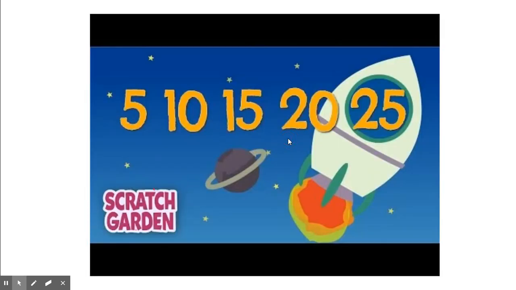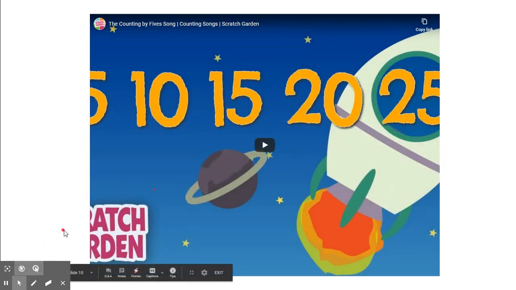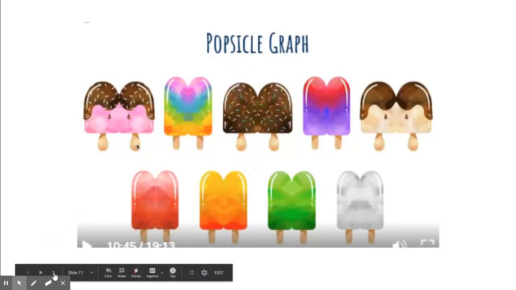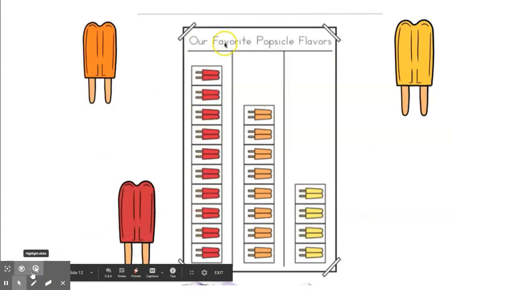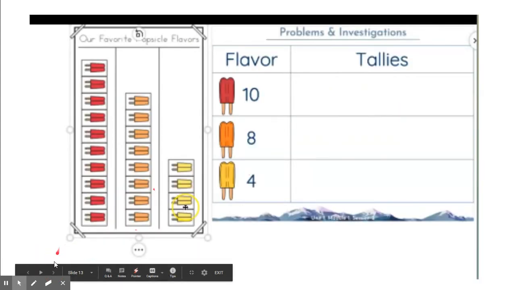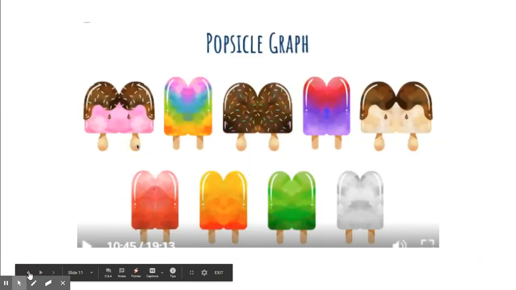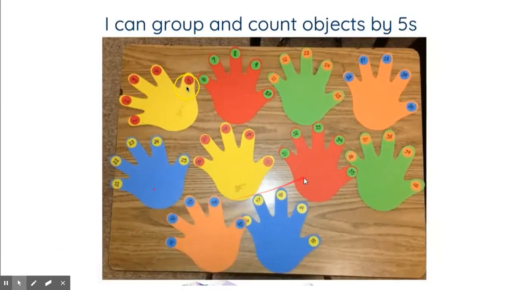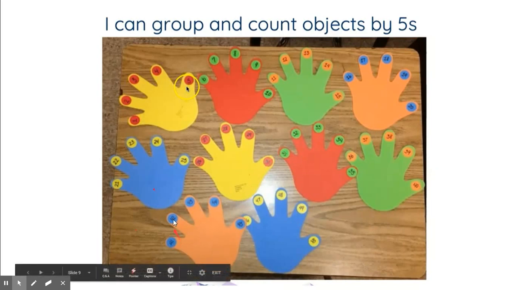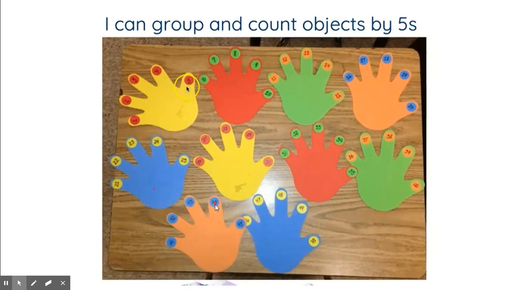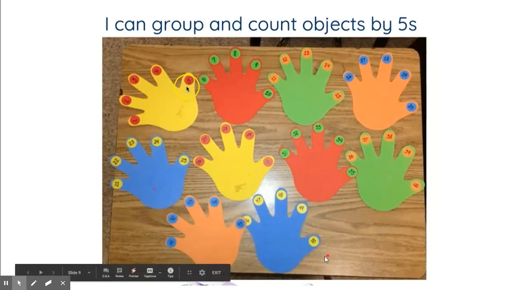31, 32, 33. Oop. Didn't want to go there. Let me go back. Oop. All of a sudden, there we go. We'll go at 35. 35, 36, 37, 38, 39, 40. 41, 42, 43, 44, 45, 46, 47, 48, 49, 50.